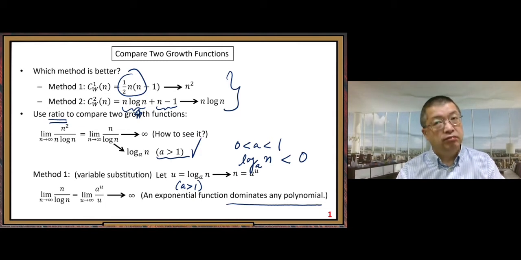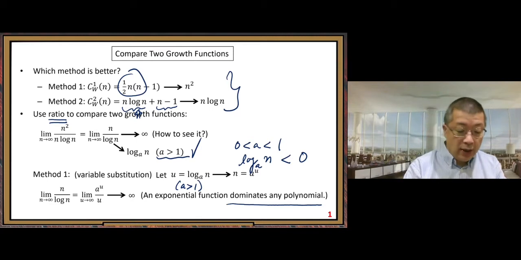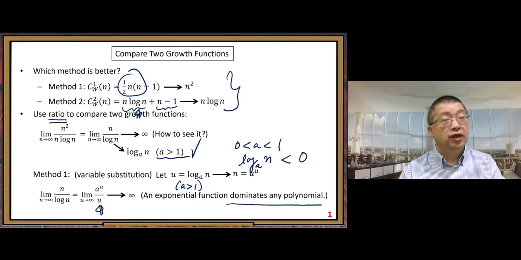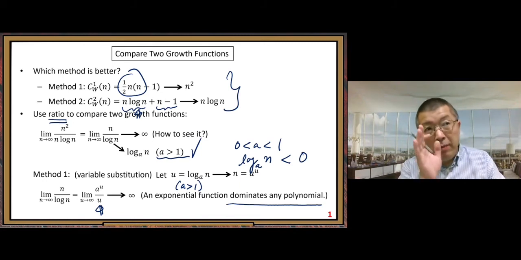That is the commonly used fact. Why? We can prove it. And the denominator u, it is a polynomial. It is a linear polynomial. Very simple polynomial. If we want to know why, in our method 2, we can prove it.